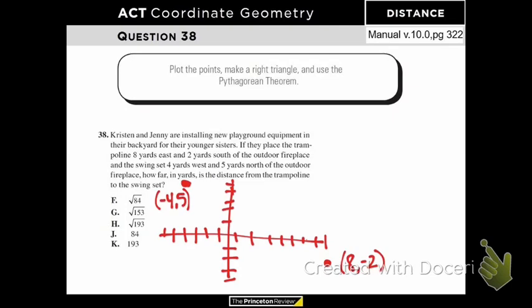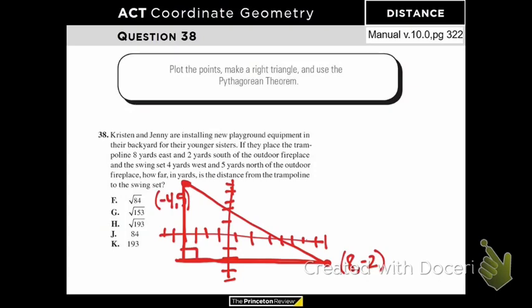And then, how far in yards is the distance from the trampoline to the swing set? So again, I am finding how far away these 2 points are. Again, I want to drop this down and make this into a right angle here. I went a little far. This is only at negative 2 down here, so about there. So I need to figure out how far away these points are.